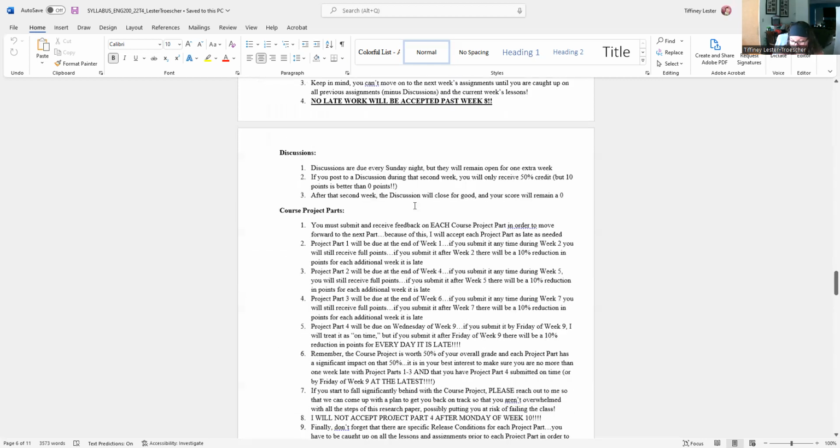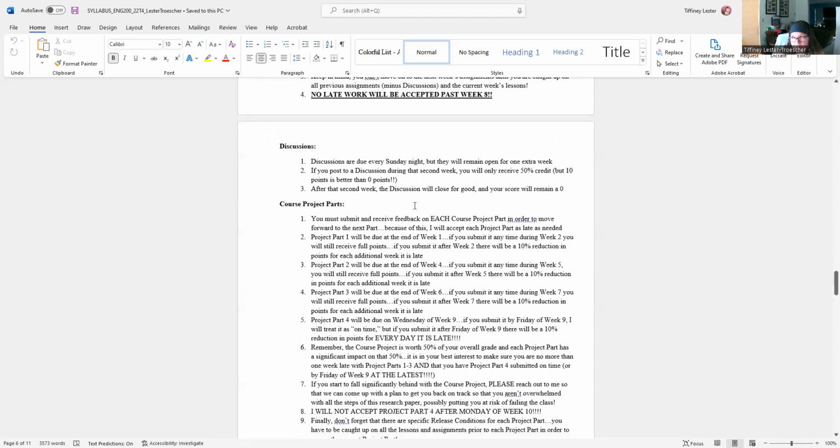For the course project parts, right? It's 4 project parts, each one assigned at a different point throughout the term. Project part 1 is due at the end of week 1. If you submit it anytime during week 2, I will still count it as on time, and you'll get full points for it, assuming you've completed it in full. But if you submit it anytime after week 2, there will be a 10% reduction in points for each additional week it is late. And remember, the whole course project is worth 50% of your overall grade.